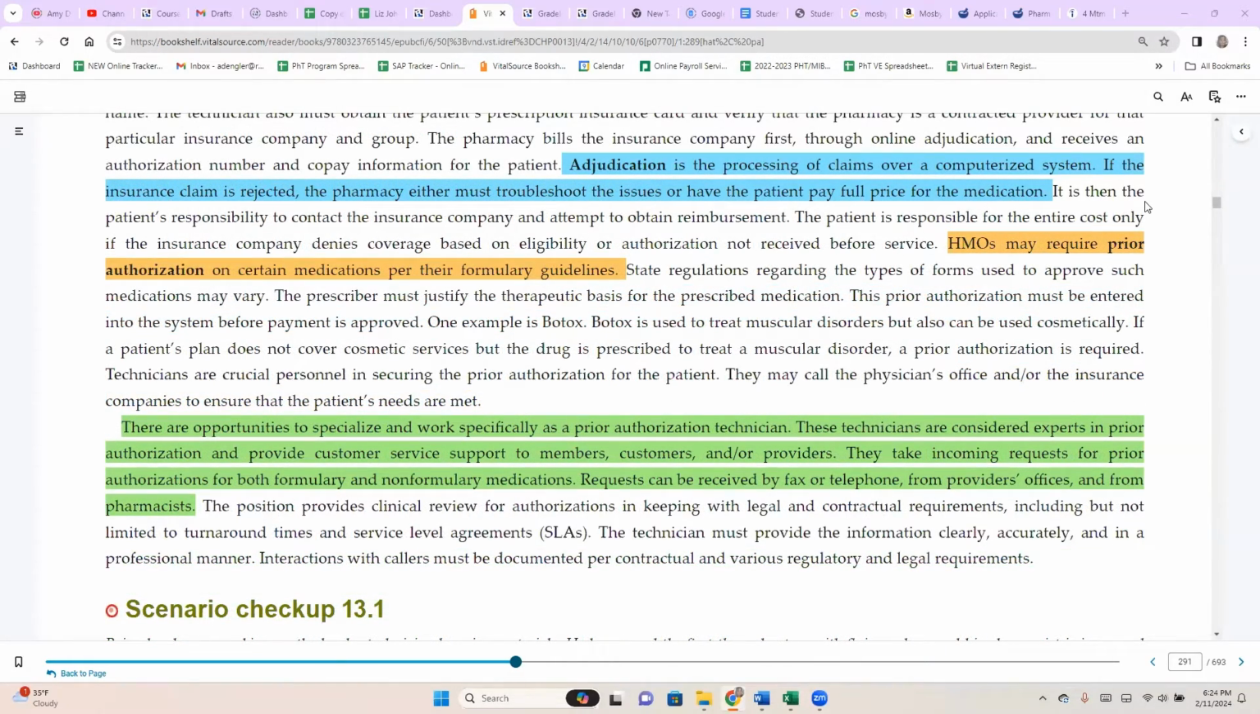There are opportunities to specialize and work specifically as a prior authorization technician. These technicians are considered experts in prior authorizations and provide customer service support to members, customers, and or providers. They take incoming requests for prior authorizations for both formulary and non-formulary medications, and requests can be received by fax or phone from provider's offices and from pharmacists.